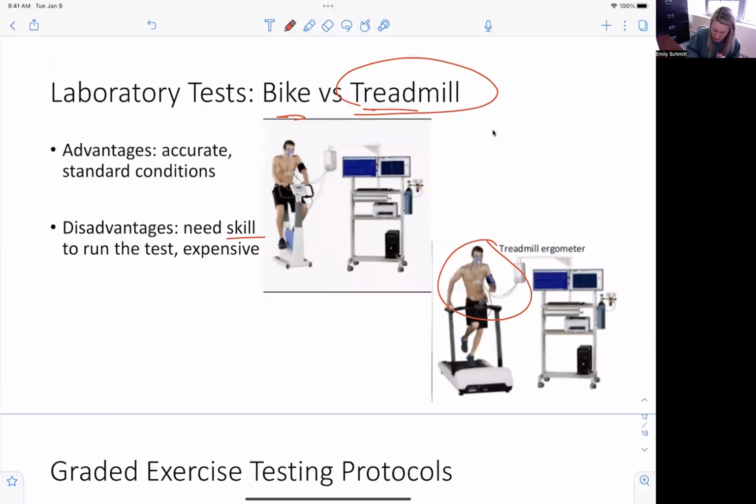So you really need to have skill to operate the test. The clinician operating the test has to make sure that the metabolic cart is validated and reliable and calibrated, and then it's going to actually show you the correct numbers. And they're also expensive, right? A lot of these tools that we have to test these things are not cheap.